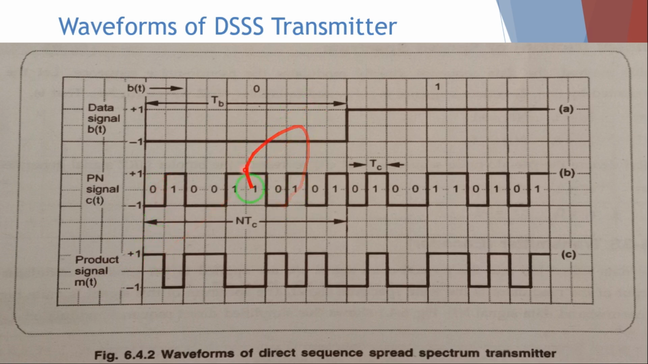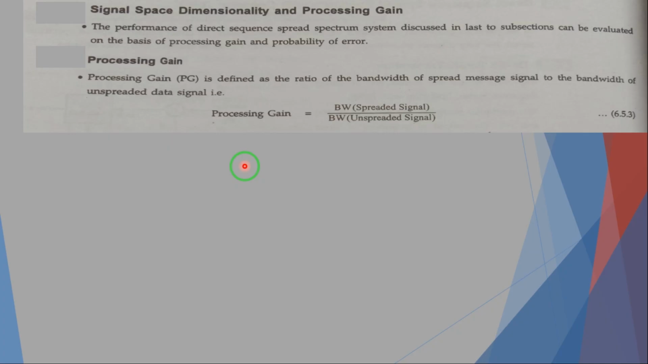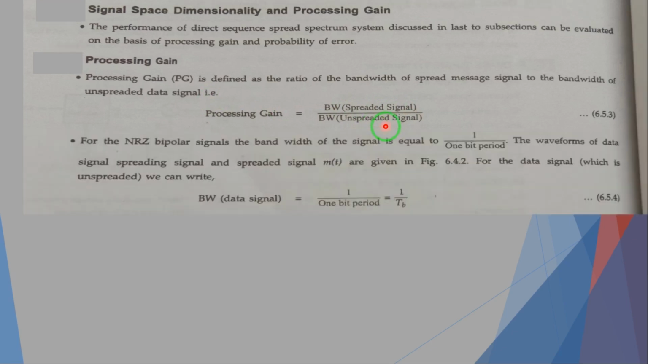So by using this waveform, now we are going to find the processing gain. So let's start with it. Processing gain is defined as the ratio of the bandwidth of the spread message signal to the bandwidth of the unspread data signal. That is, bandwidth of the spread signal upon bandwidth of the unspread signal. It is nothing but your processing gain. Now for NRZ bipolar signals, you know the bandwidth of the signal is equal to 1 upon 1 bit period. So 1 bit period, as we have seen, is TB.